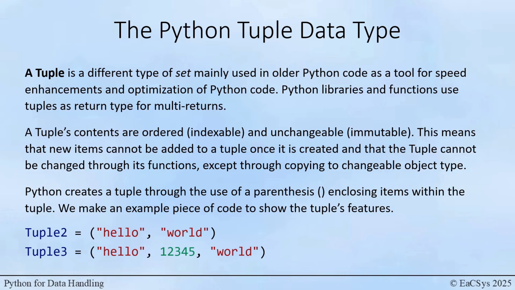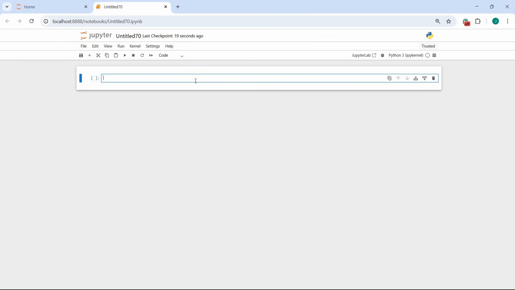And Python creates a tuple through the use of parentheses enclosing items within the tuple. And you can see some example code on the screen, but now it is time to type some code. So let's open your code editors, and we will open the Jupyter Labs notebook and type some tuple code. All right, having started our code editors, we will start to type some tuple code.